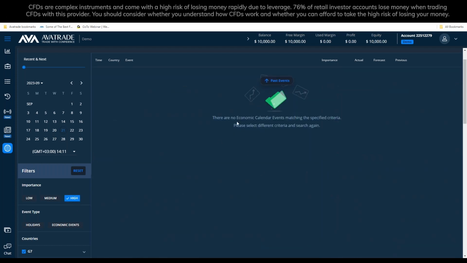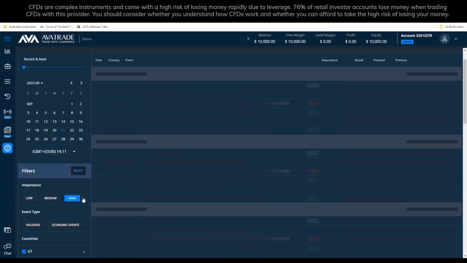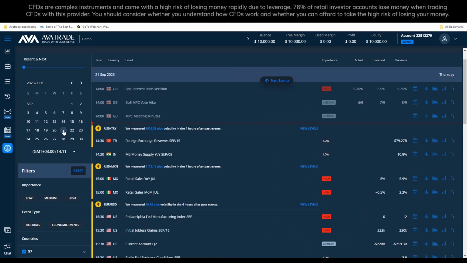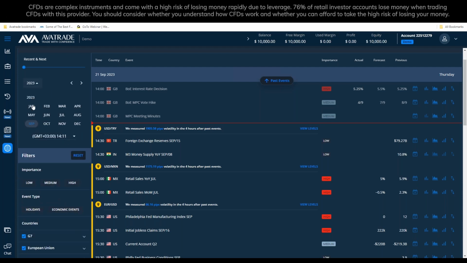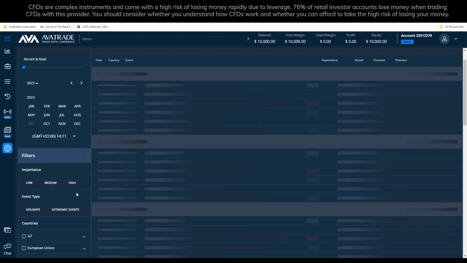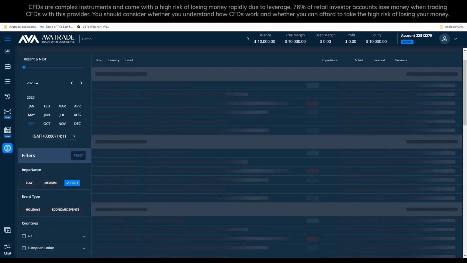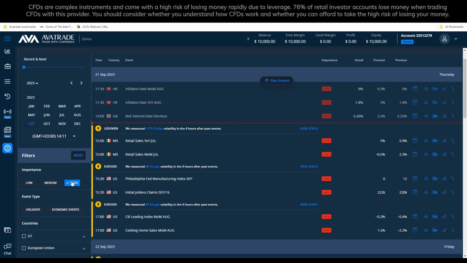At the moment it's less relevant because I marked the 21st. If I go for 2023, I just hit reset quickly. Then I click high, and it's going to line down everything that has high importance and high impact on the market.